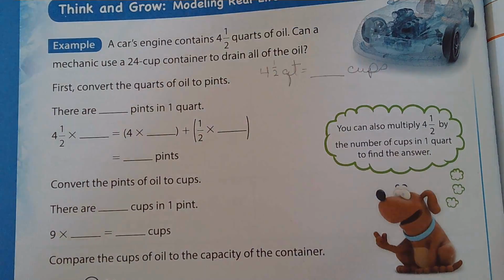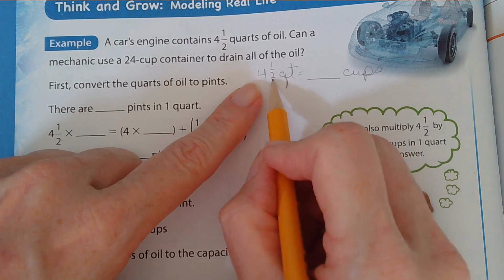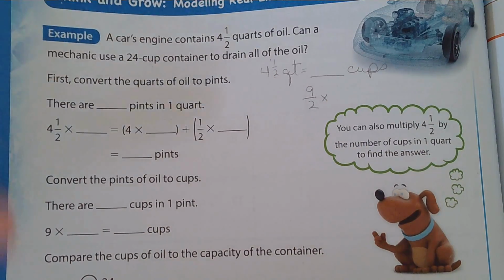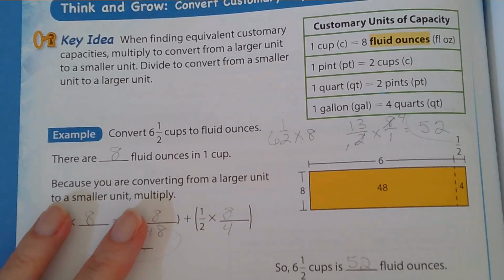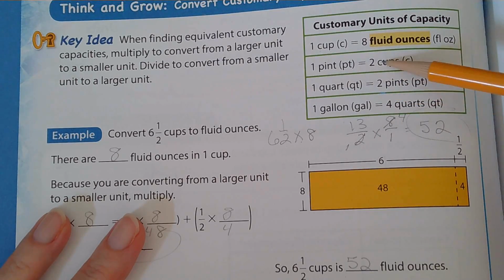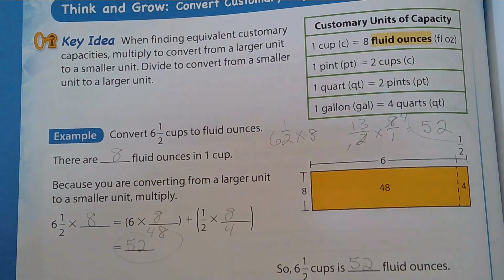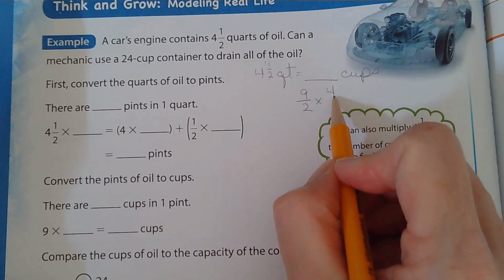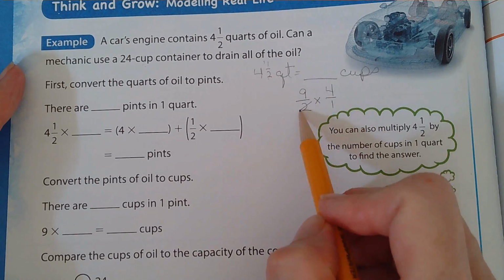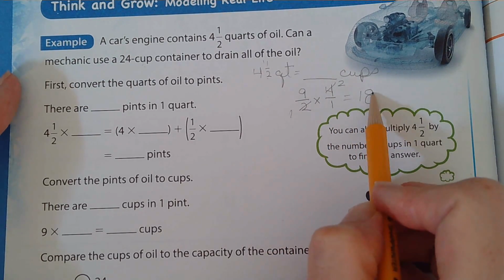So we're going from larger to smaller, so we're going to multiply. We turn that into an improper fraction. 8 plus 1 is 9 over 2. And how many cups are in a quart? Let me just flip back here and show you. 2 cups in a pint, 2 pints in a quart, therefore 2 times 2 would be 4. There are 4 cups in a quart. So we're going to multiply this by 4 over 1, and we're not having to flip anything. I would cross cancel if I were you, and then 9 times 2 is 18.